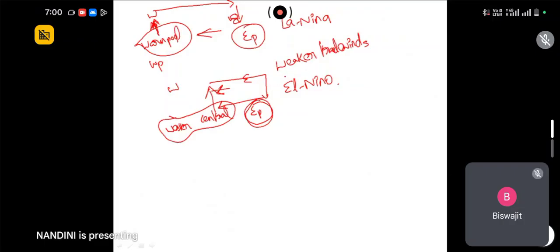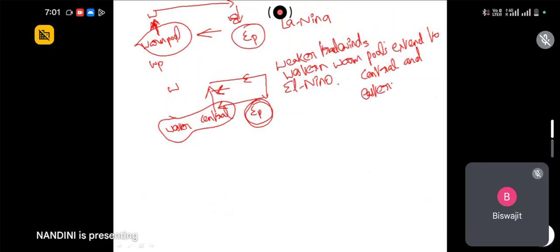So with weaker trade winds, the western warm pool shifts to the central and eastern Pacific. The western warm pool extends to the central and eastern Pacific. So that is basically El Nino.